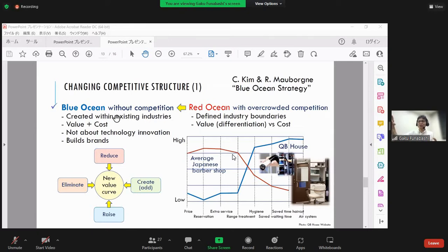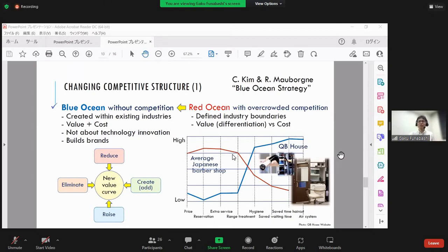So you can attract a certain kind of people and you can dominate in that kind of market. One example I introduced yesterday was the barber shop in Japan. There are so many barber shops, so they compete with each other. It's usually a red ocean market, barber shops. But one company, the name of the company is QB House, introduced a new system.